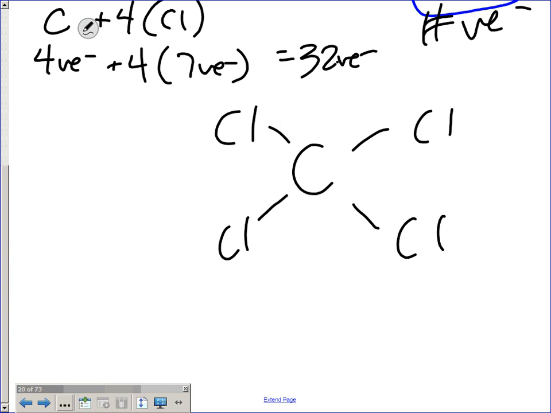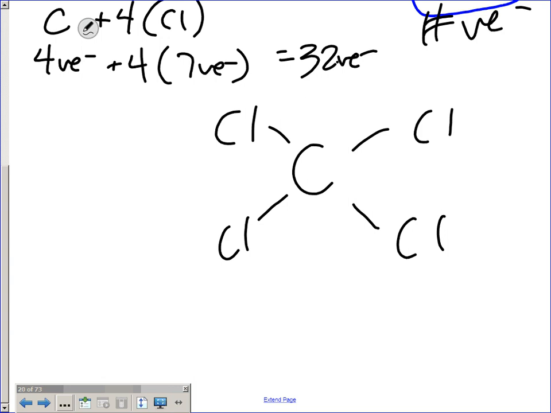Who already has an octet? Carbon already has an octet. Do not add any more to carbon. But who does not have an octet? All the chlorines don't, right? So I've got my V taking care of my valence electrons. My S is my skeleton. My E is to give everybody electrons up to octet unless there are exceptions. So how do I do that on all of these?